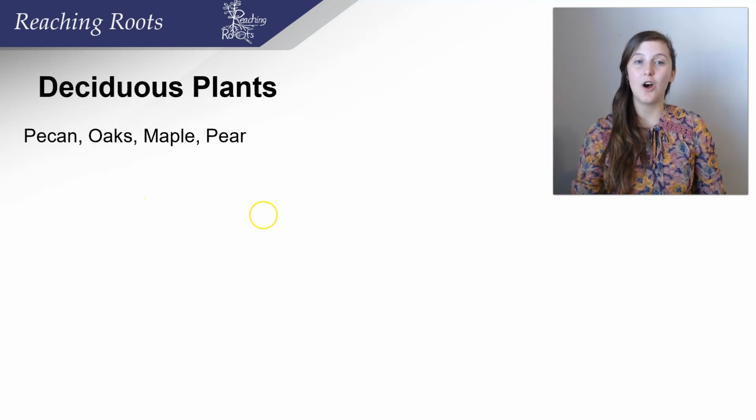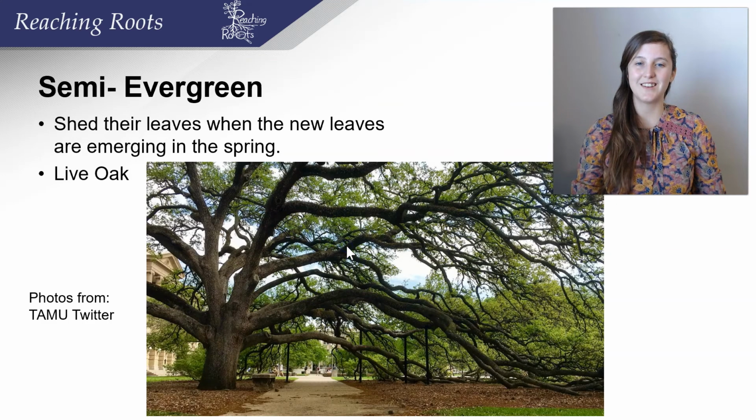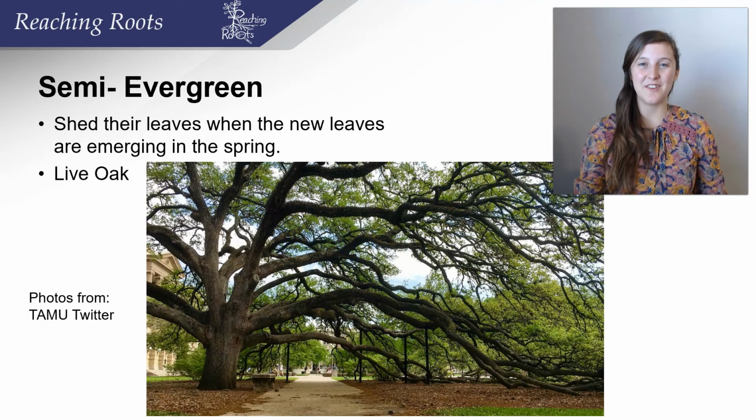Some examples of deciduous plants, the ones that lose their leaves in the fall and become dormant, are pecan, oaks, maple, and pear. Some evergreen examples are pine, holly, juniper, spruce, and cedar. This is a picture of a holly plant. An example of a semi-evergreen plant is a live oak.